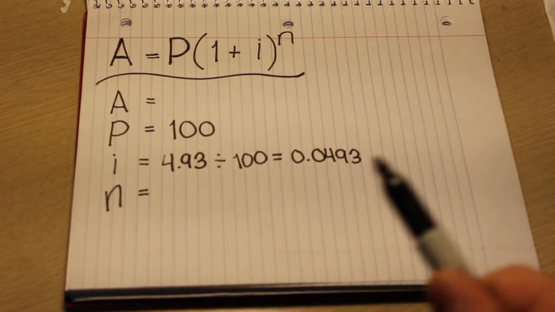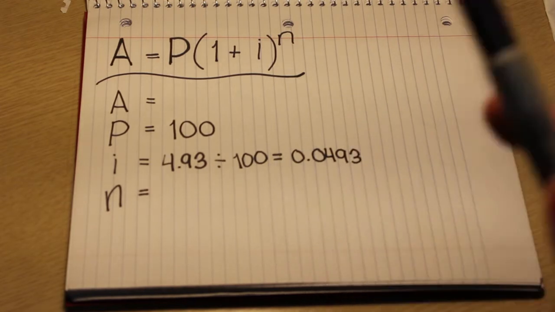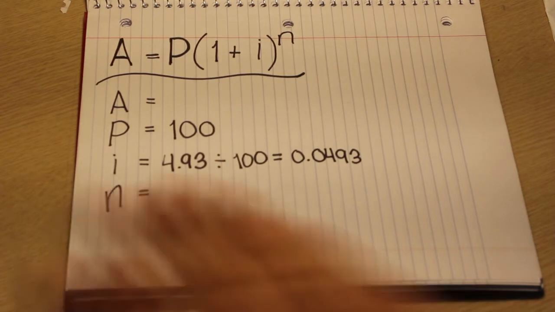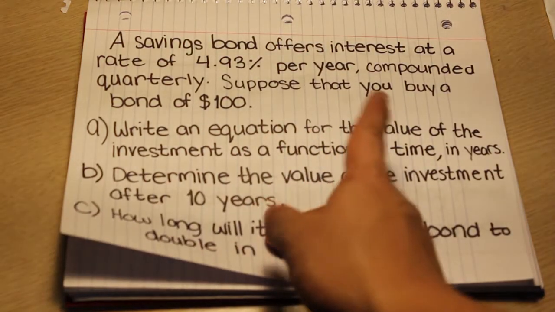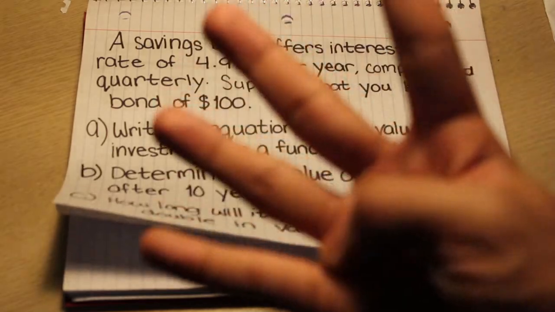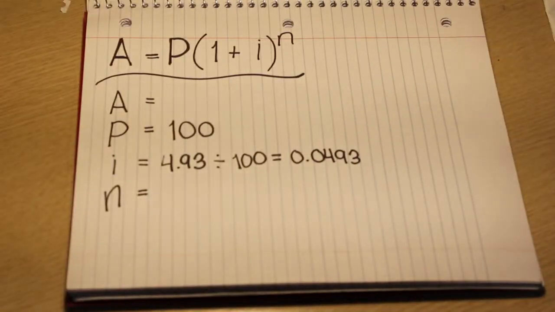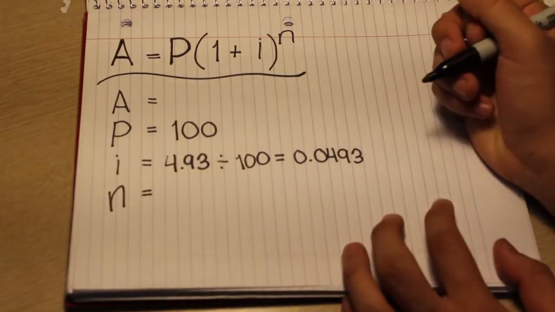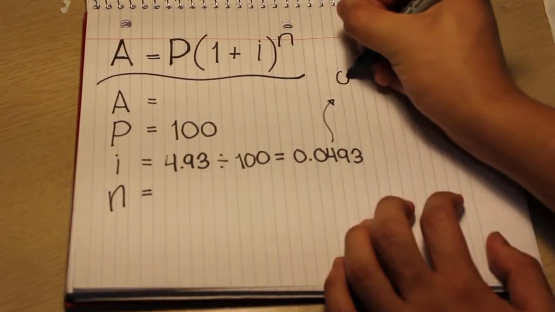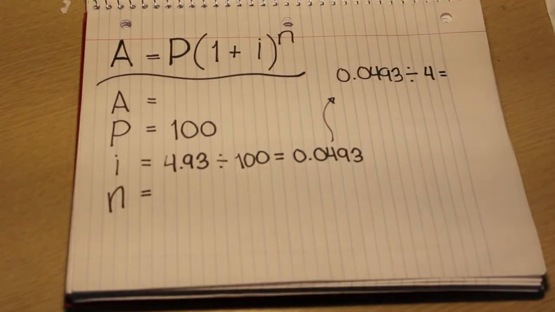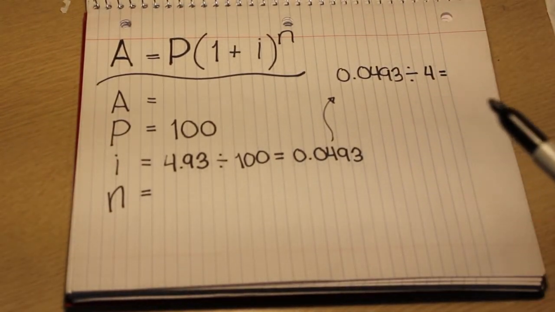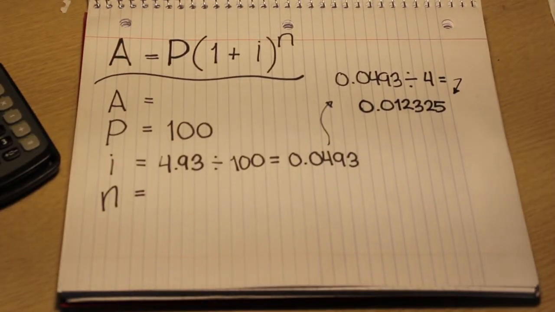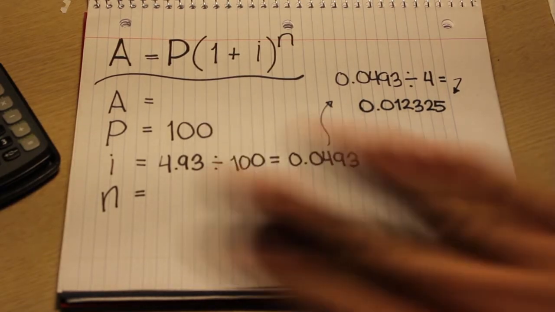Now, we take this answer right here and we divide it by how many times we compounded it yearly. In our question it said compounded quarterly. Quarterly means 4 times in a year. So that means we'll be dividing 0.0493 by 4. So let's do that. If you divide this, you should get an answer of 0.012325.